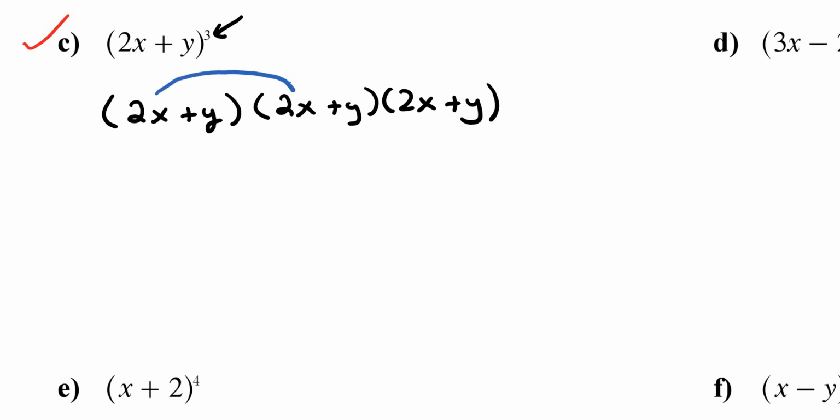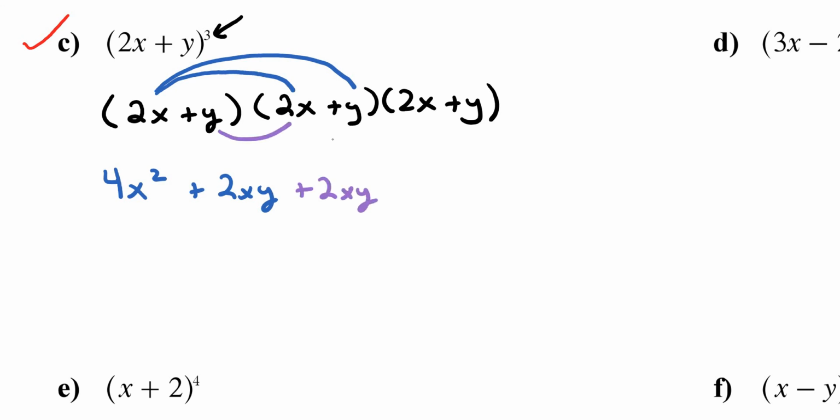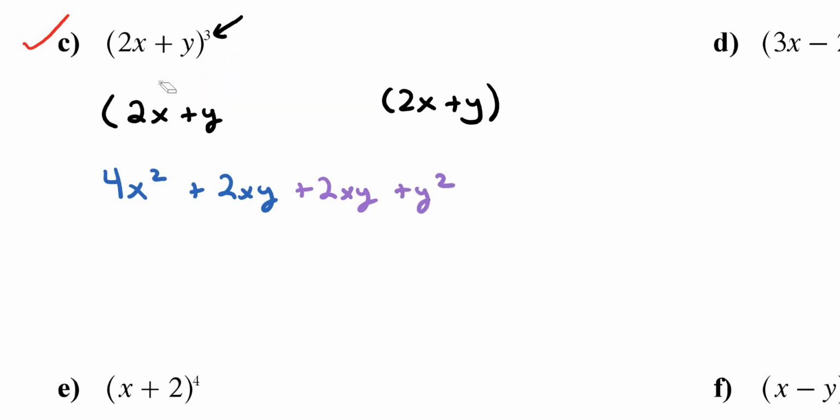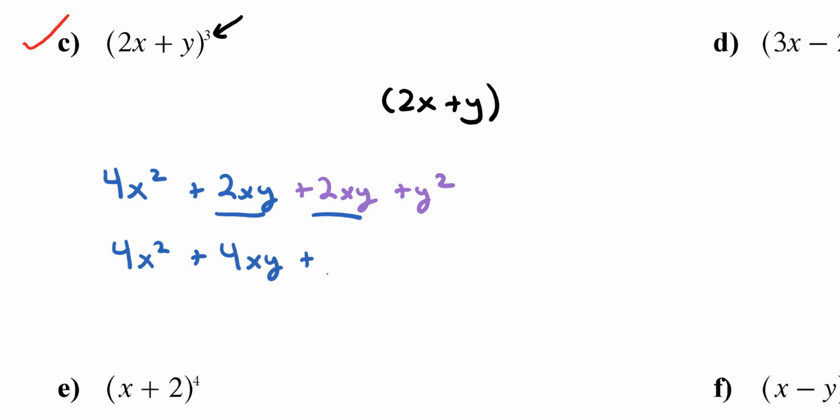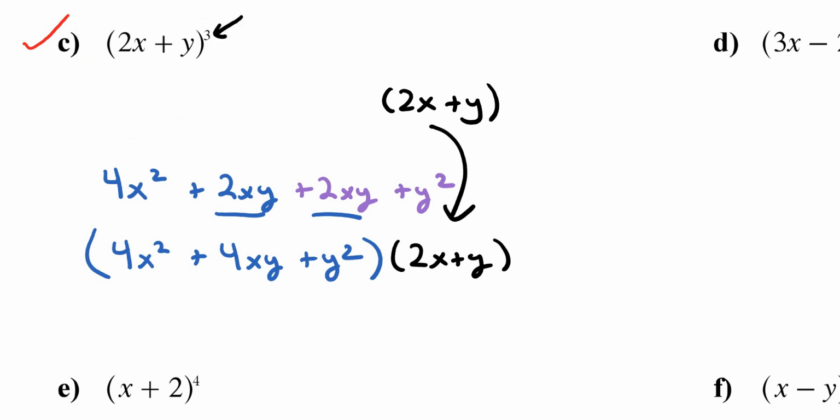You can definitely use the square double square technique, but I'll just go ahead and FOIL this out the long way. So this will be 4x squared. And that'll be positive 2xy. And then on the inside here, that's going to be positive 2xy. And y times y is going to be positive y squared. All right, and if I combine the like terms here, I have 4x squared plus 4xy plus y squared, all in brackets, and then I'll multiply that by the 2x plus y. So that guy just comes down.